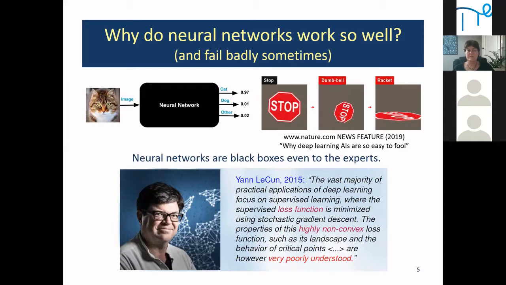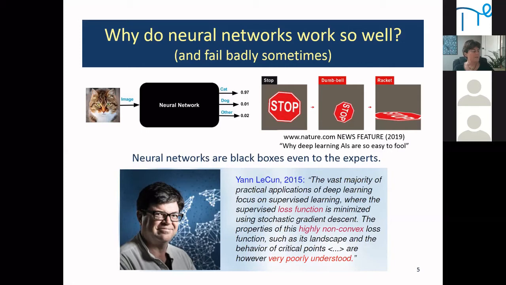So the bottom line is that neural networks are black boxes, and this is not only to the common public out there, but also to the experts. Jan LeCun is one of the forefathers of deep neural networks, and he got the Turing Award with colleagues for his work in deep neural networks, and he's currently the director of AI research at Facebook.